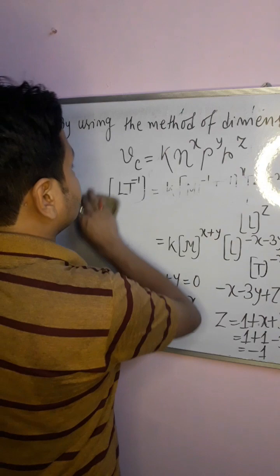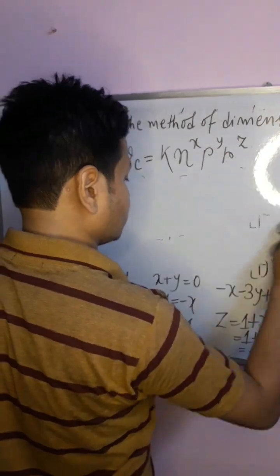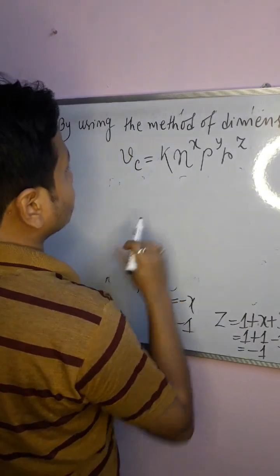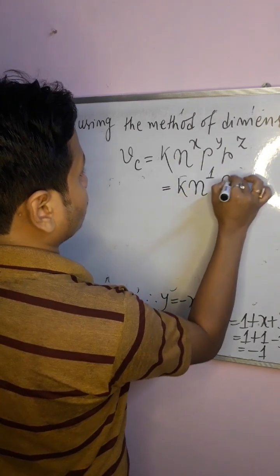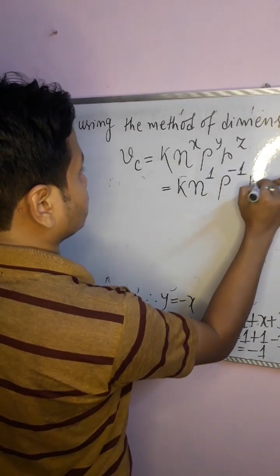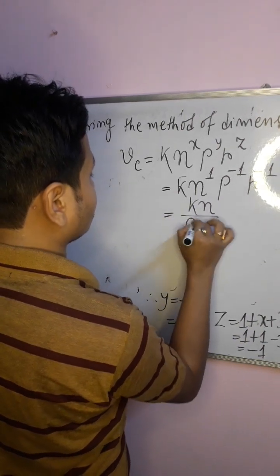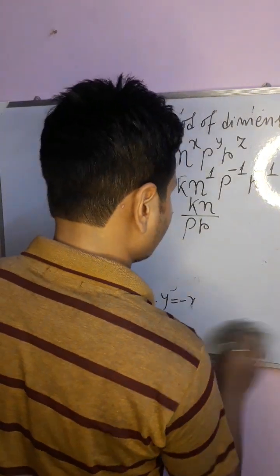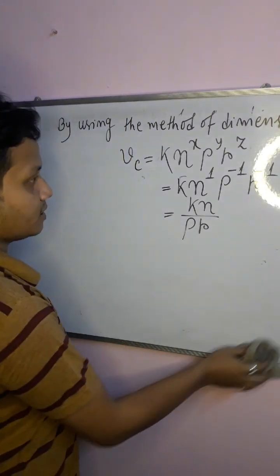Now if we substitute these values in this equation, we get x as 1, y as minus 1, and z as minus 1. So we see that v equals k into eta by rho r. So this formula is correct, and we proved it by using the method of dimensions.